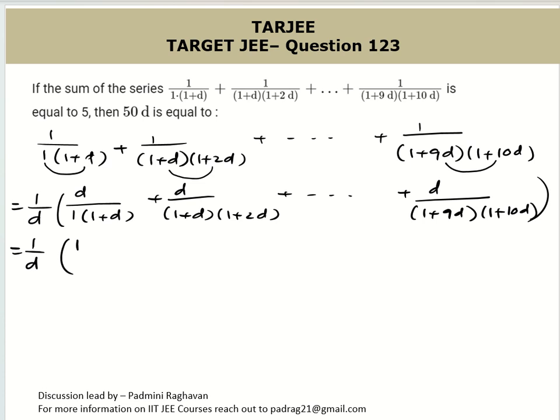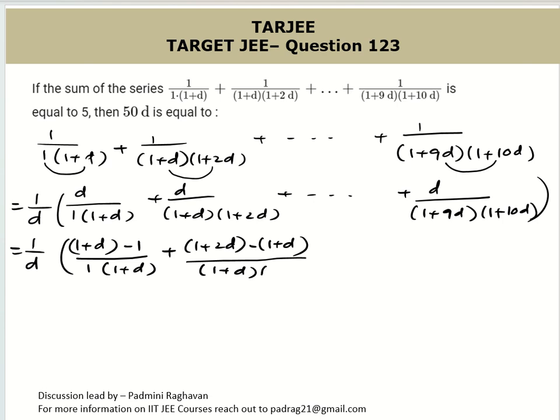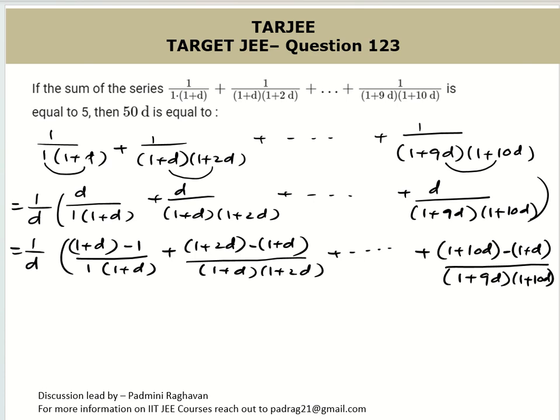The first numerator will be written as 1 plus d minus 1 divided by 1 into 1 plus d. The second term will be written as 1 plus 2d minus 1 plus d divided by 1 plus d into 1 plus 2d. Now that you know the pattern, I am not writing too many terms. The last term can be written as 1 plus 10d minus 1 plus 9d divided by 1 plus 9d into 1 plus 10d. Again, as we have done in the previous questions, we will split them.